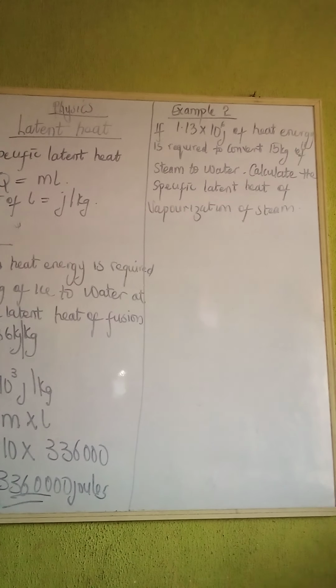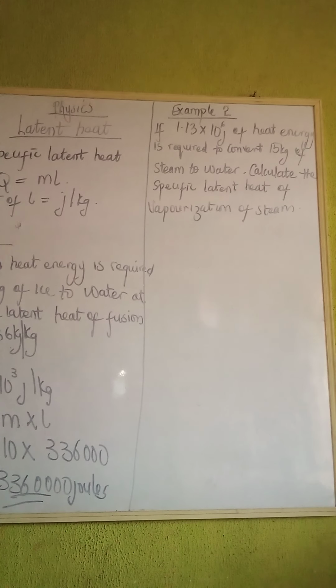Now, if 1.13 times 10 raised to the power 6 joules of heat energy is required to convert 15 kilograms of steam to water. Can you see that? Steam to water. Calculate the specific latent heat of vaporization of the steam. So now here, what are we supposed to do?